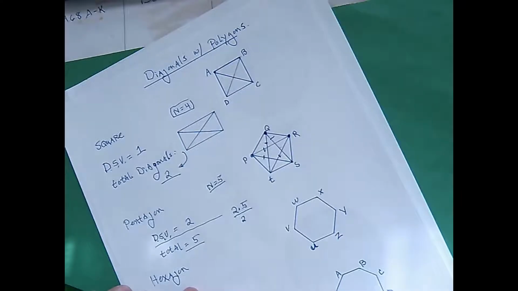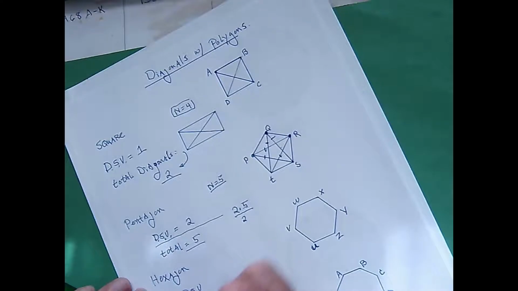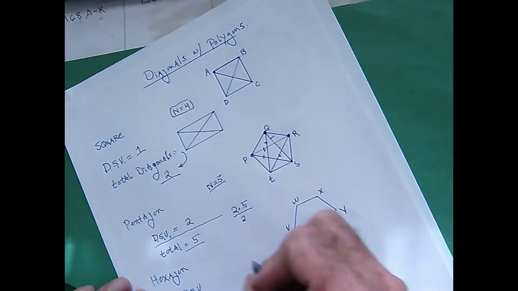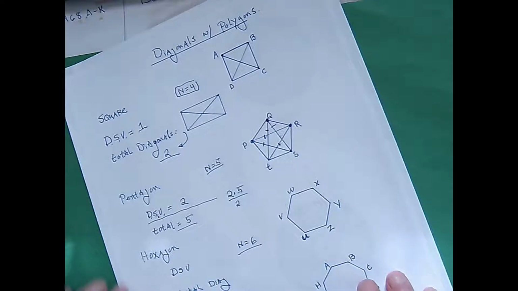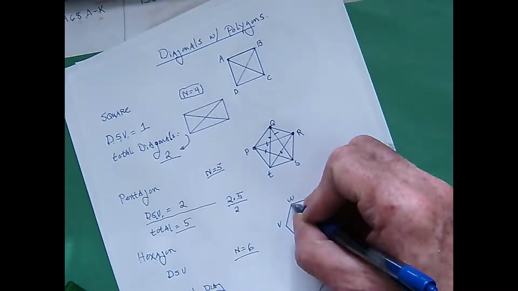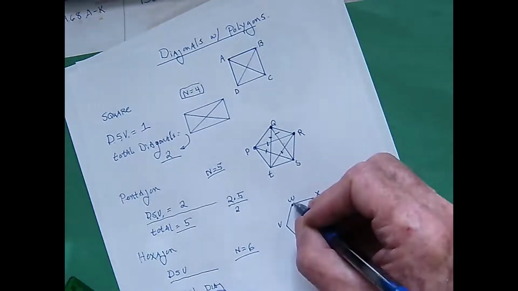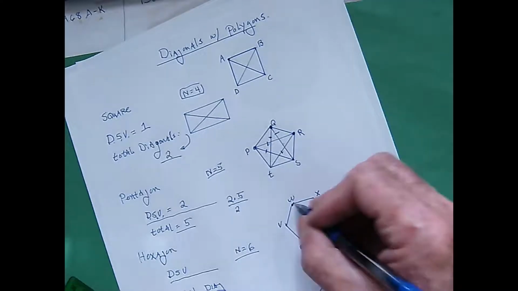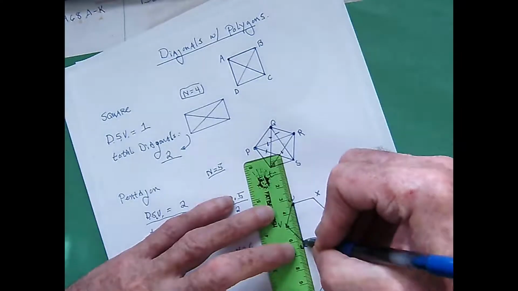How about a hexagon? Let's do the diagonals from a single vertex, and then the total number of diagonals in a hexagon. And you're thinking already, well, that means n is equal to 6. It's got 6 sides, 6 angles. How many diagonals from a single vertex? That's what I always want to think of first. And I've got to leave 3 of them out. I can't go from W to W, I can't go from W to V, I can't go from W to X, but I can go to every other vertex. I can show 3 diagonals from that vertex.